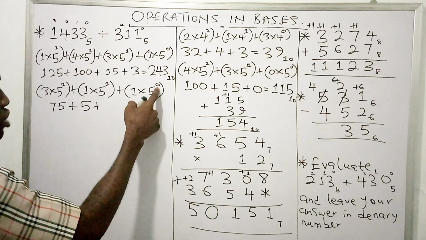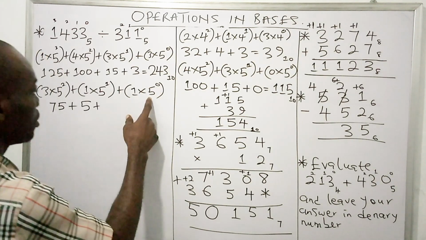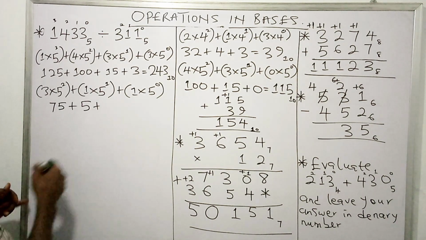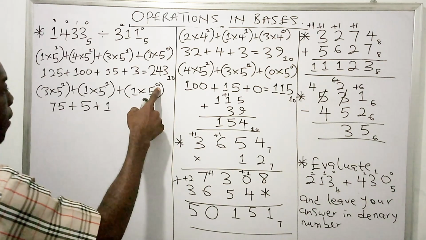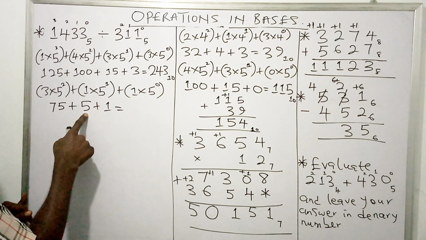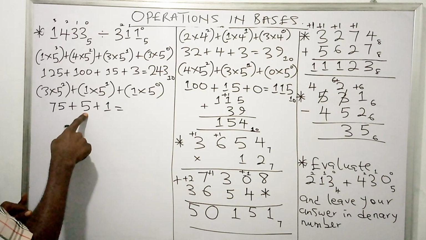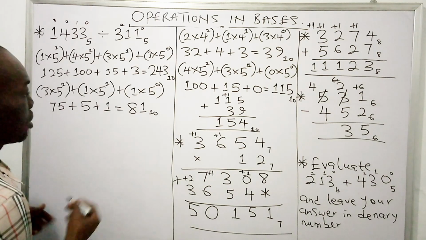Then here 5 raised to the power 0 is what? 5 to the power 0 is 1. Then 1 times 1, that's 1. So 75 plus 5, that's 80, plus 1 is 81. So we have 81 base 10.